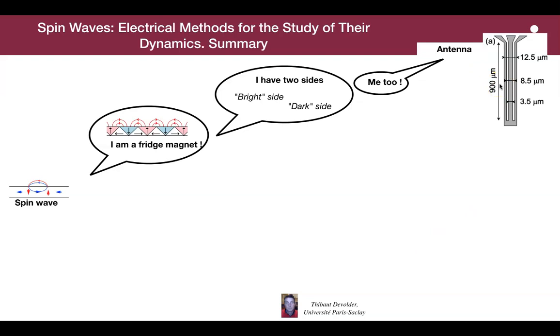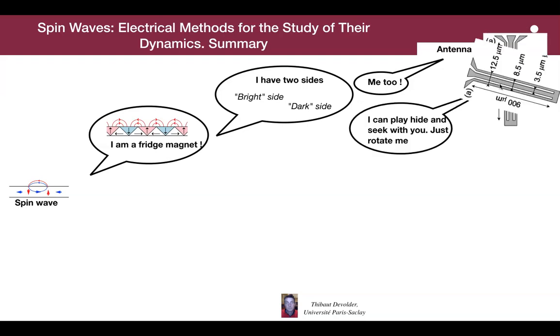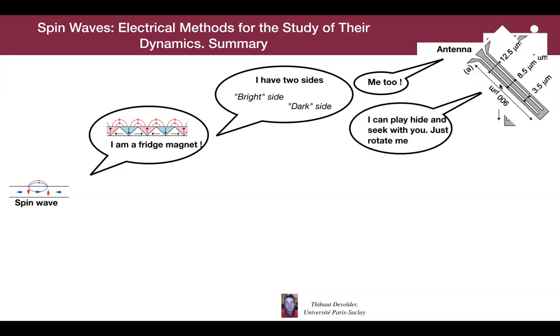Okay, and the dark side is when the two components of the RF field lead to opposite torques, and the bright side is when they lead to torques that help each other. The good thing about the antenna is that you can play hide and seek with the spin wave by just rotating the antenna so that the dark side is fully black.